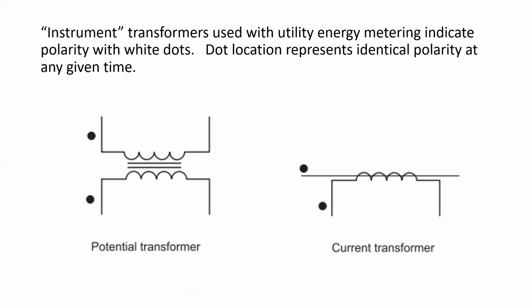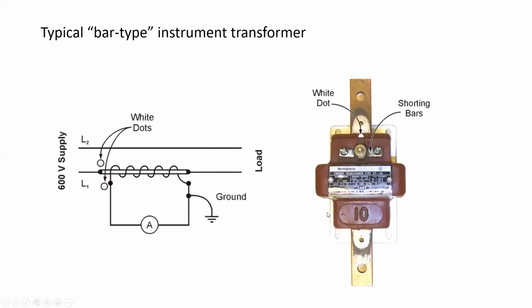Instrument transformers used with utility energy metering indicate polarity with a white dot, and the dot location represents identical polarity at any given time. So there's a dot and a dot, dot and a dot. And on the real equipment, you'll see it like this. There's a white dot that's actually on the case and on the bus bar as well.